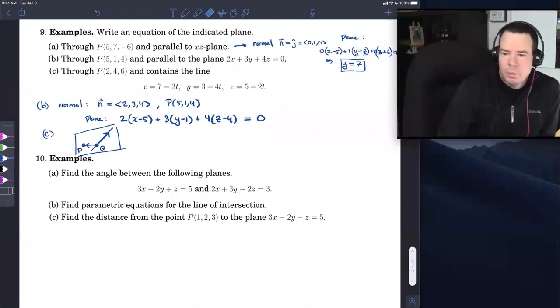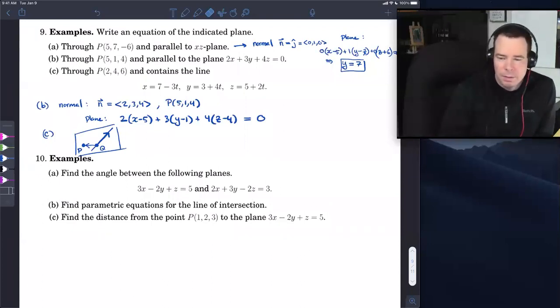Okay, well, where are we now? We are just going to wrap up the section on planes, so how to describe planes and how to work with planes in 3 dimensions. And then we will get into the next topic, which is chapter 13, vector valued functions or space curves.